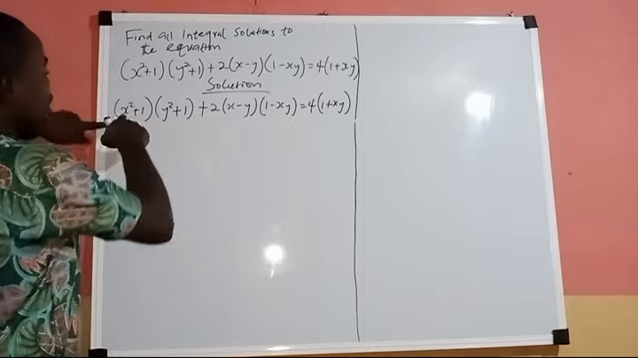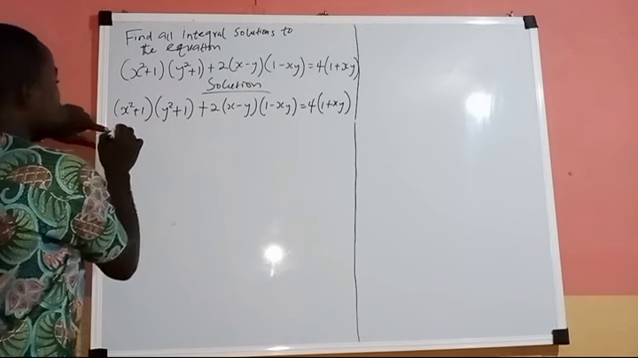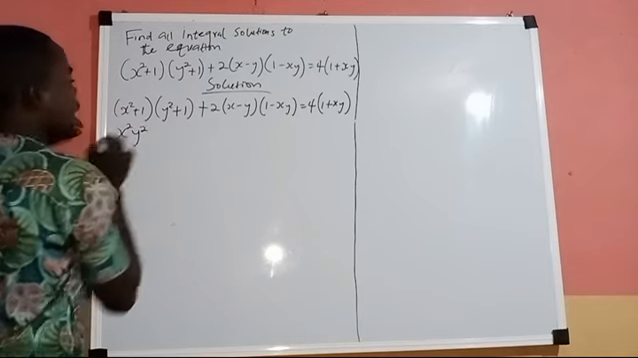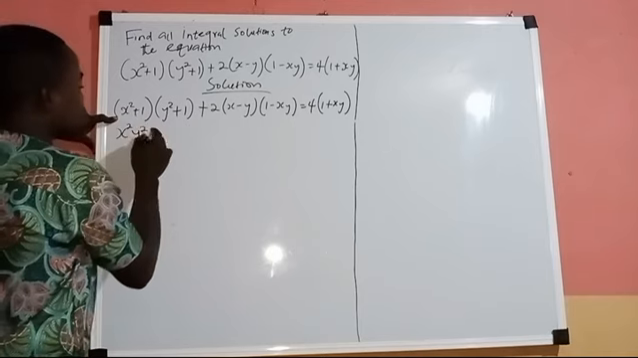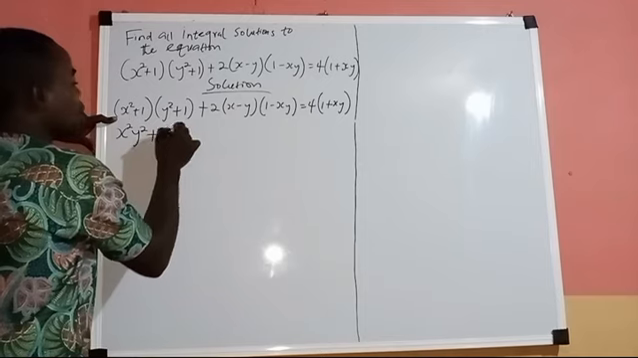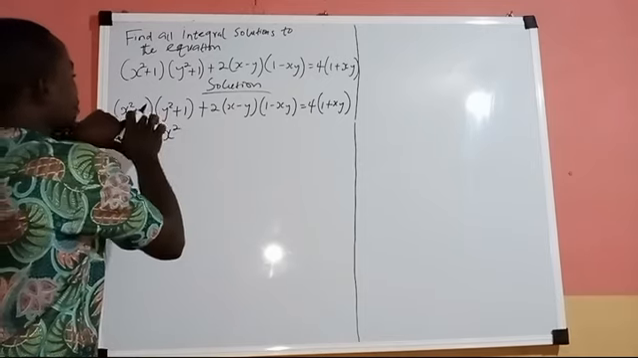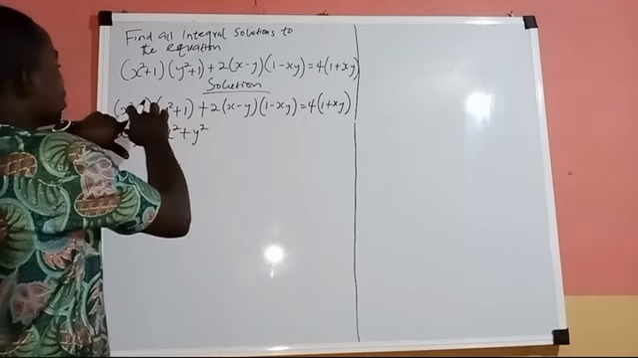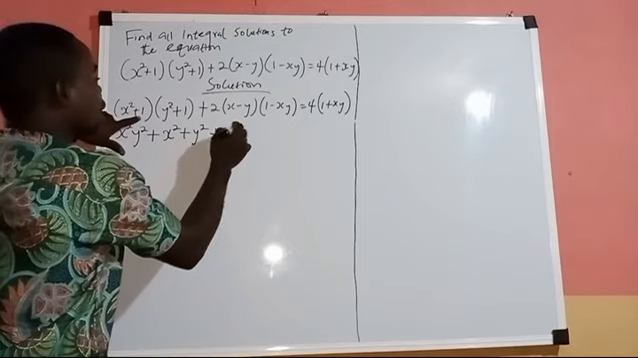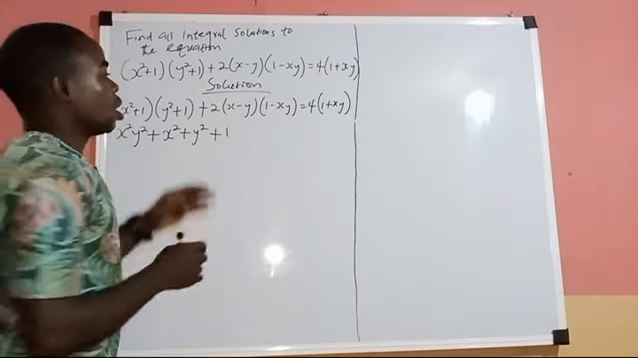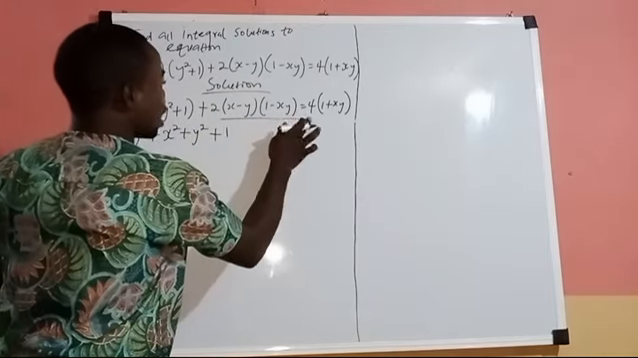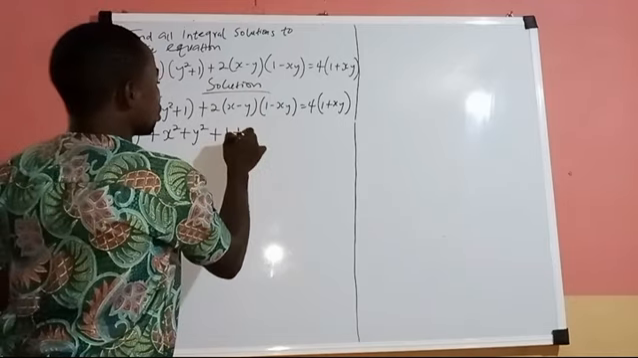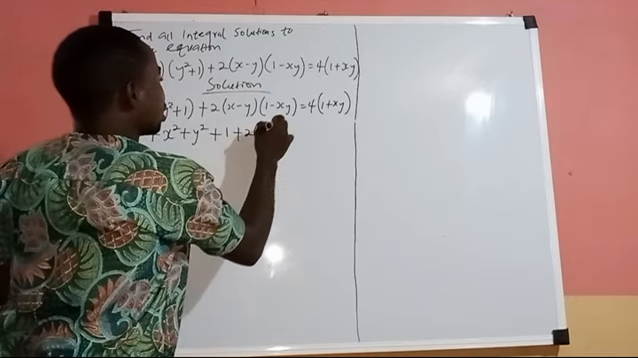So we use this to multiply this. What we are going to have is x squared times y squared, that's x squared y squared, and then we use this x squared to multiply 1 here, giving us x squared, and then we use this 1 to multiply y squared, so we have plus y squared. Then 1 times 1, which is 1. We are going to leave this factor as it is because we are going to need it like that as we progress, so I am just going to rewrite it as it is.